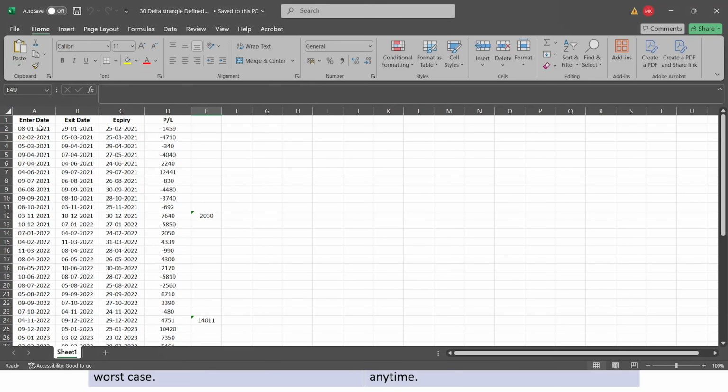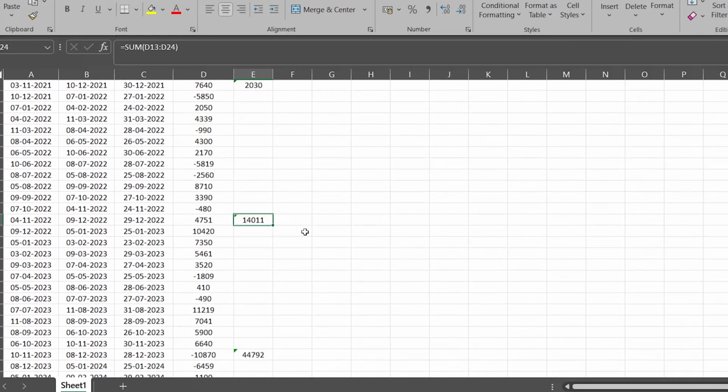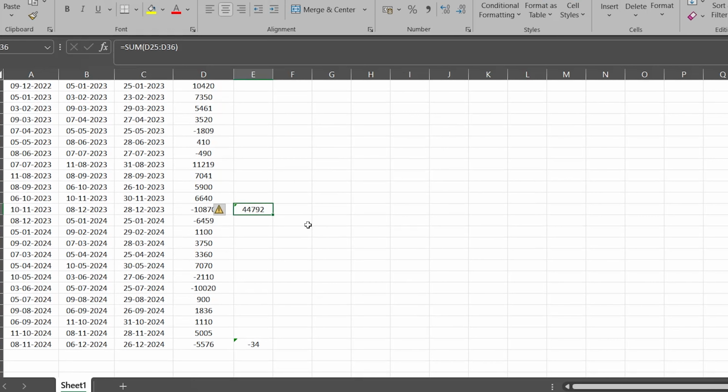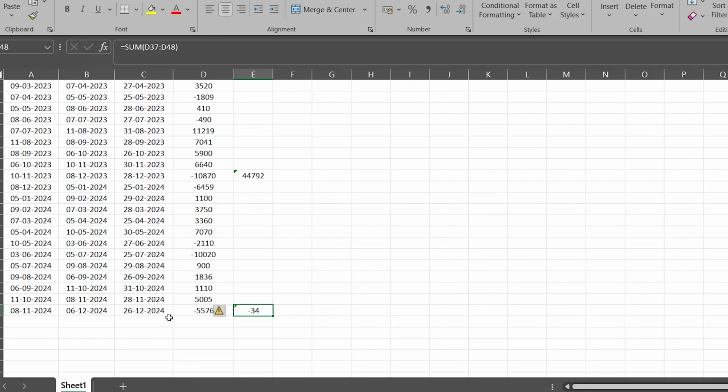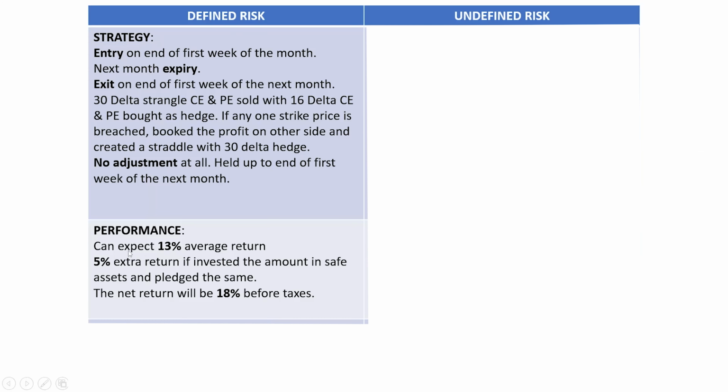Okay, this is the result. In 2021 it yielded only 2,030 rupees for a capital of about 1,10,000. In 2022 it yielded 14,000, and 2023 is the most profitable year for this strategy, at around 44,800. For 2024, up to now it hasn't yielded any amount. Considering all this, you can expect 13% average return from this strategy. Plus 5% extra return if you invest in a safe asset, pledge it and use that margin to trade this strategy. So the net return will be 18% before taxes.